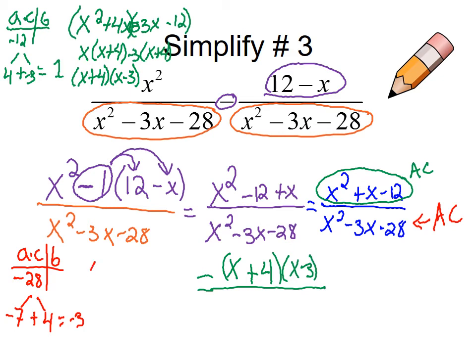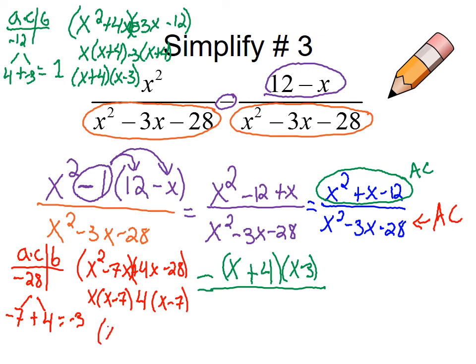Rewrite my problem, I'd have x squared minus 7x plus 4x minus 28. Group my first two, group my second two. First one I can just take out an x, so I'm left with x minus 7. Second one I can take out a 4, so I'm left with x minus 7. My two factors are going to be x plus 4 and x minus 7. So this is going to go in my denominator. So I'm going to write x plus 4, x minus 7.